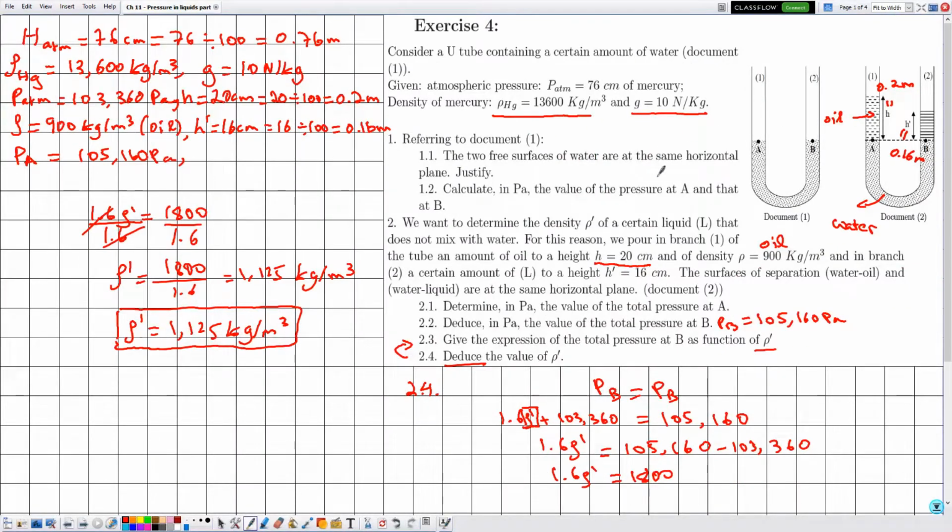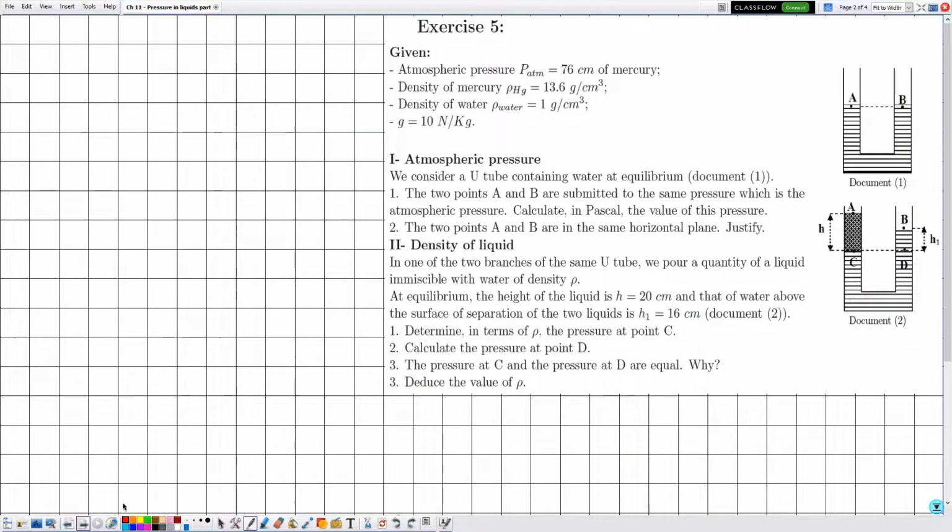So there is something going wrong in this exercise, but our calculation is correct. We are sure of our calculation. So the structure of this question is wrong. And now let's move to the next exercise. Exercise number 5.